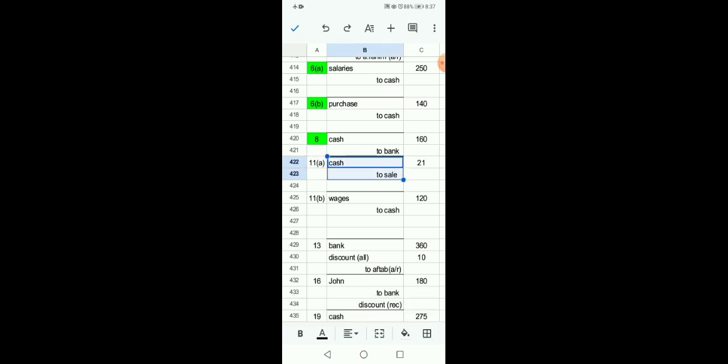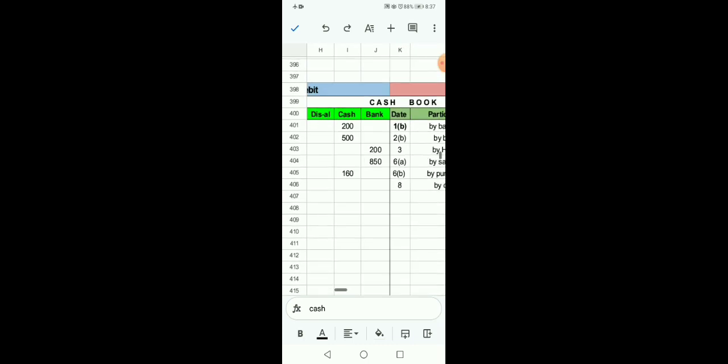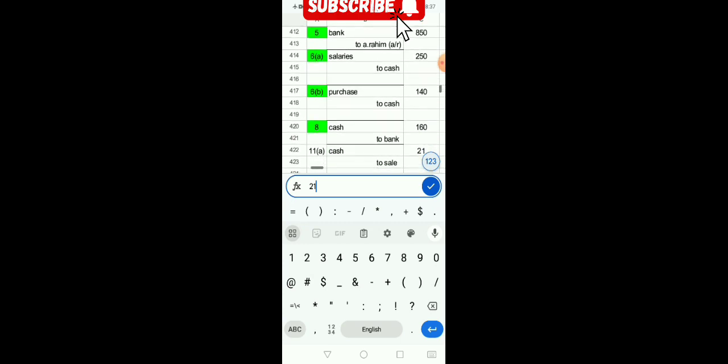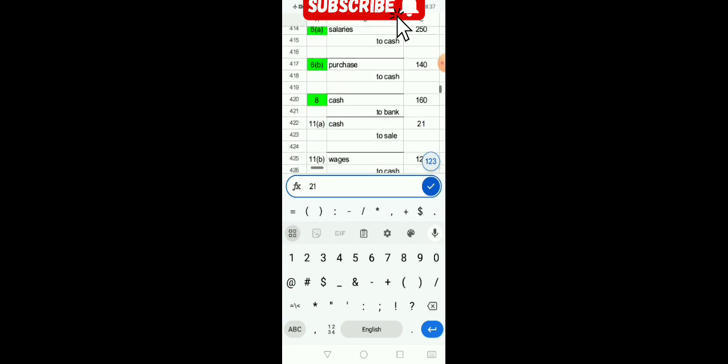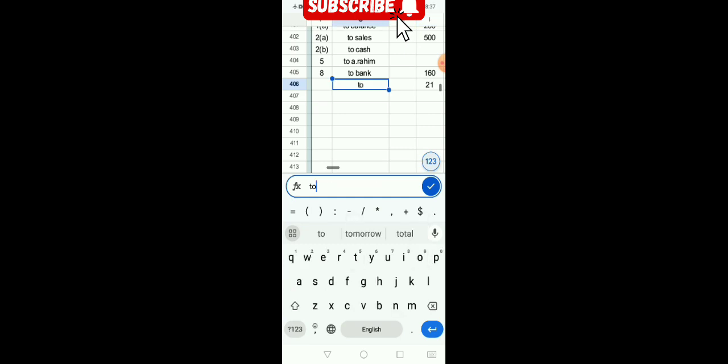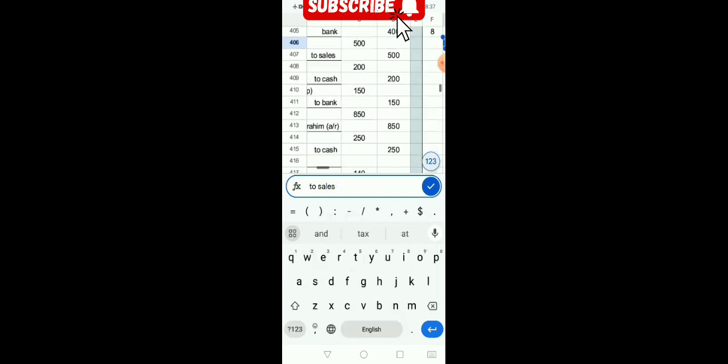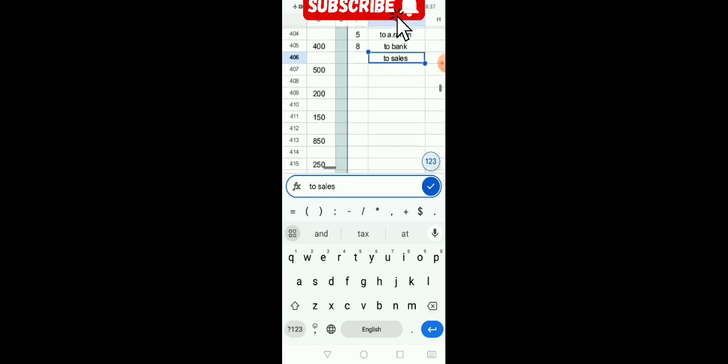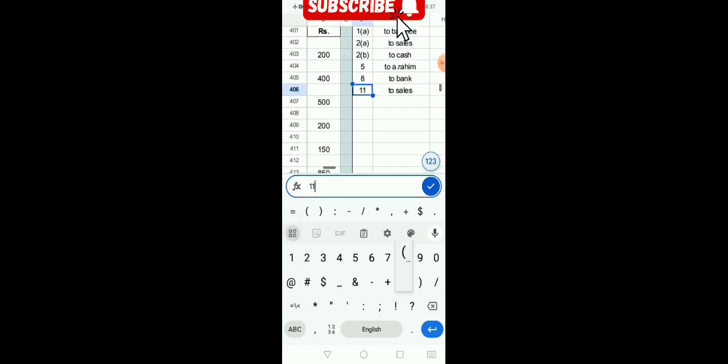where there are two elements, but only one element is associated with the cash book, that is cash. Cash is debited by 21. Go to the debit side of the cash and write down 21 over here. Now see its reference, what is written on the opposite side of cash? That is sales. Put "to sales" in the particular column, and now see the date, which is 11A. Put 11A in the date column.